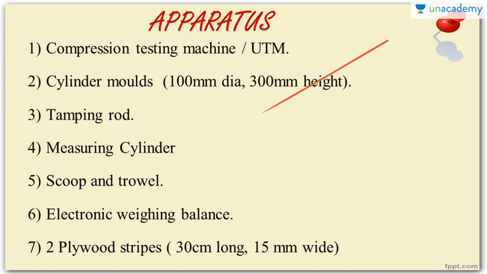16 mm. Next we need a measuring cylinder, scoop and trowel, an electronic weighing balance, and two plywood strips, which are used to keep the specimen perfectly inside the loading area of the CTM. These are 30 centimeter long and 15 mm wide. I hope you understand the apparatus and equipment required for this experiment.